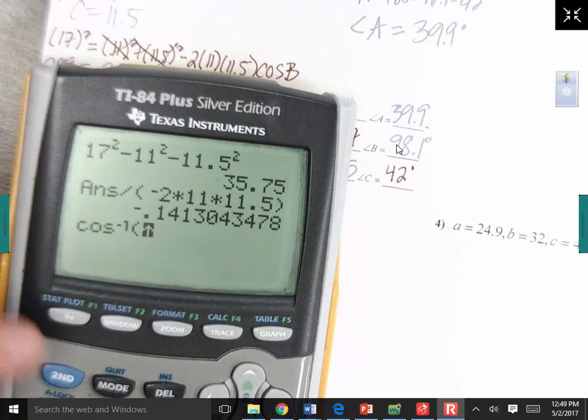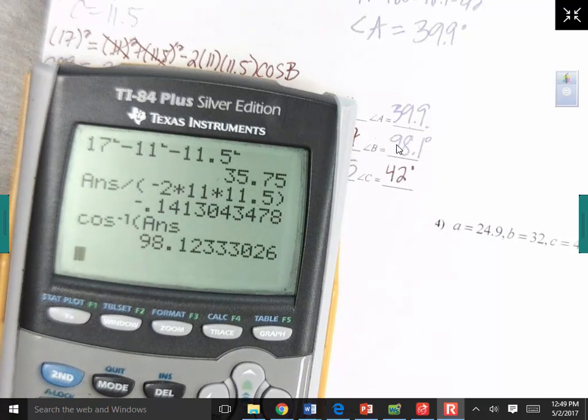Second cosine, second answer, 98.1. Do you see that? You want me to do it one more time? I don't mind. I'd rather do it and you understand. Did you just put, after you got the negative 0.141 number, then did you just do cosine? I did second cosine, yeah, second negative to get the answer there.